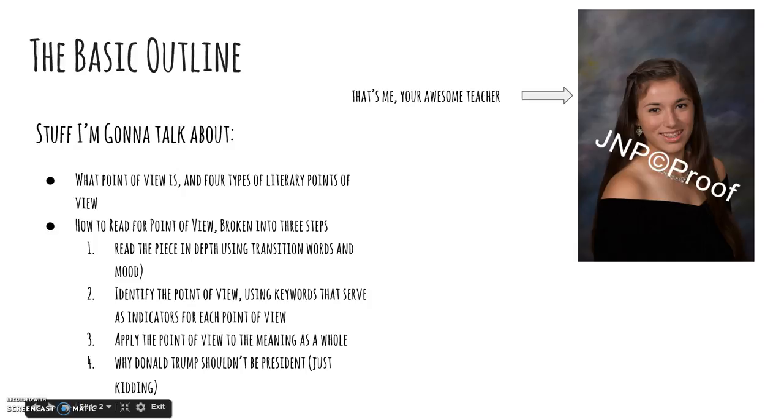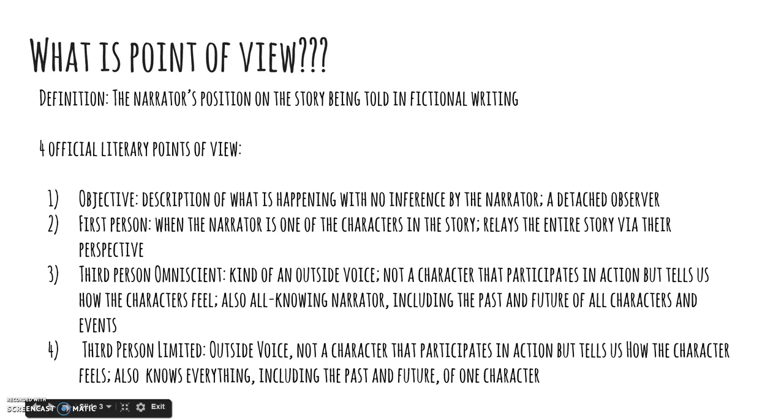First, an in-depth read of the piece using transition words and mood. Second, identify the point of view. What type of point of view is it? And third, apply the point of view to the work as a whole. How does the point of view contribute to the meaning of the piece? As a guide for you guys, I'll use Richard III's opening soliloquy.